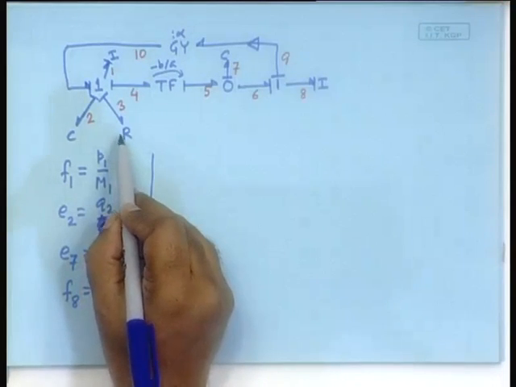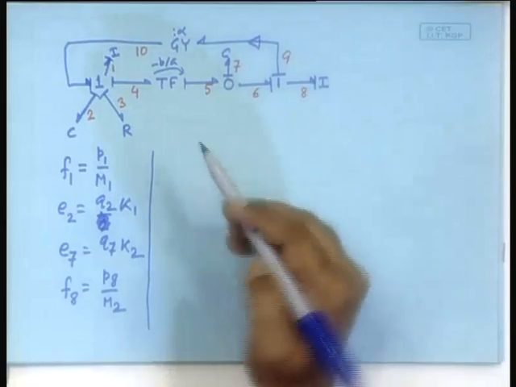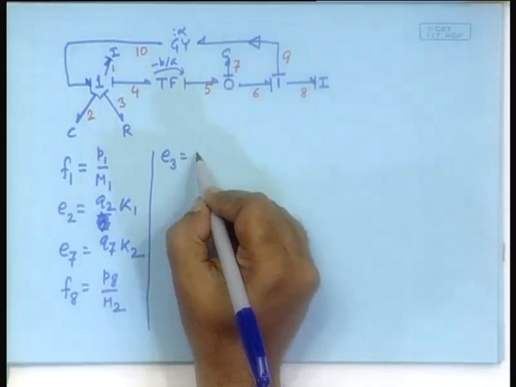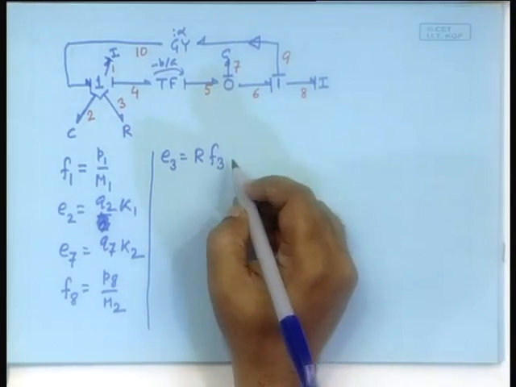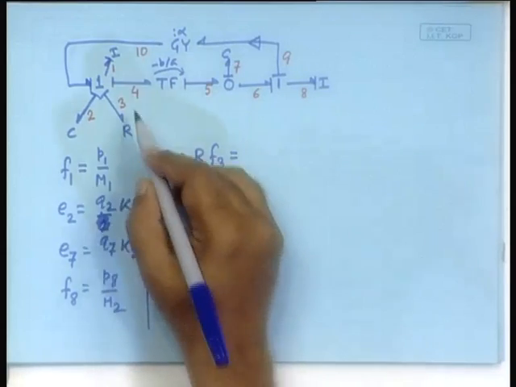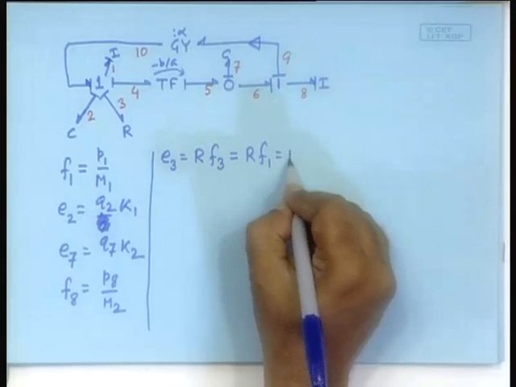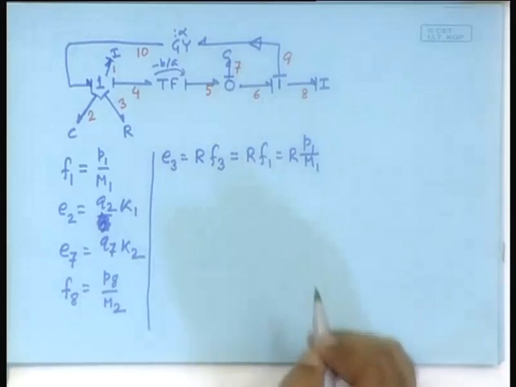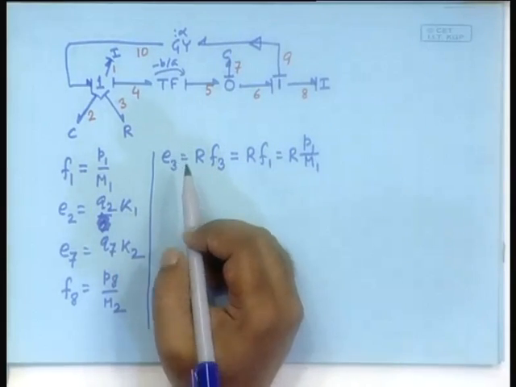Now, let us start asking the question to this particular element. So, it is giving what? It is giving effort. So, E3 is RF3, and then RF3 comes from, yes, RF1, and F1 is known, RP1 by M1. E3 is done.